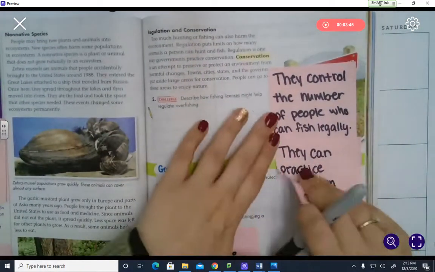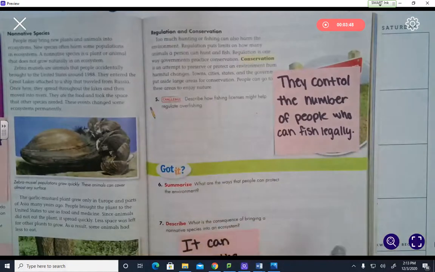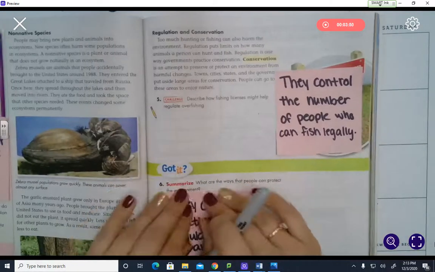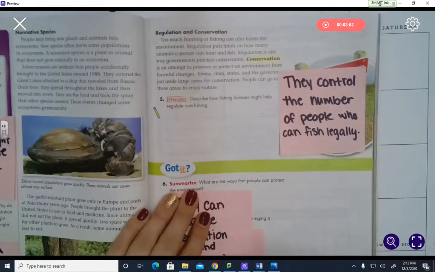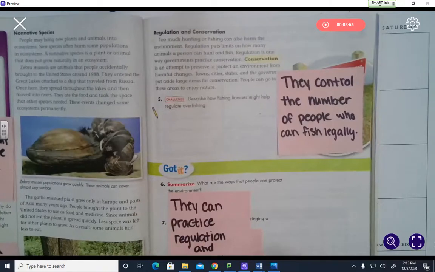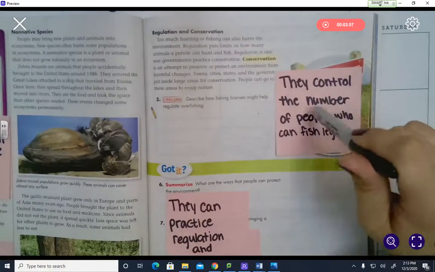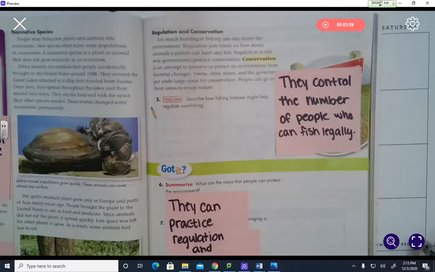So number 5 says, describe how fishing licenses might help regulate overfishing. So they control the number of people who can fish legally. Okay, a fishing license controls the number of people who can fish legally, and that way, when you're out fishing, you're fishing legally. And then sometimes there's something called a game warden that will stop you and make sure that you don't overfish, you don't have too many fish on your boat.